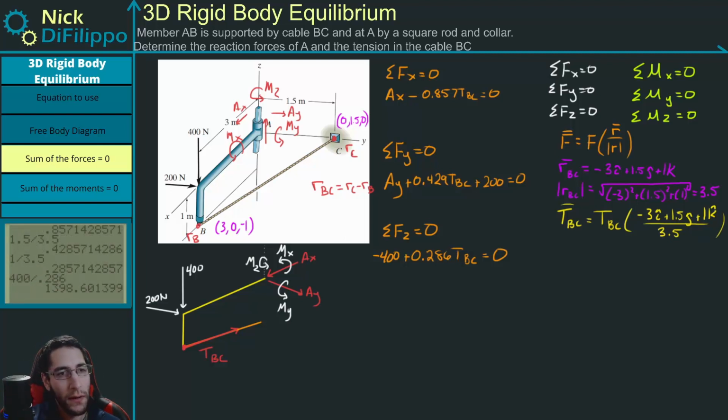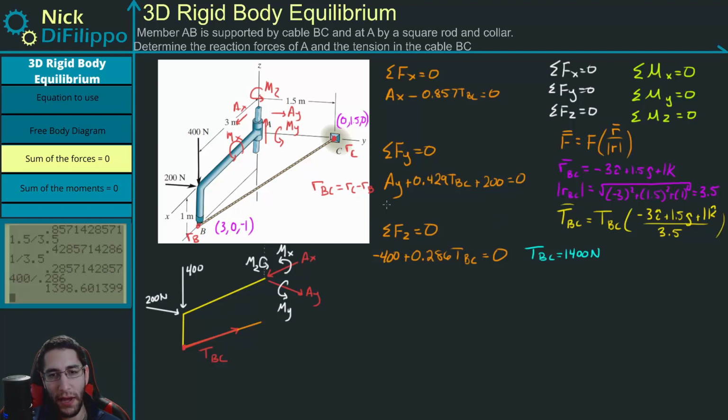So let me do this in a different color. TBC is 1400 newtons. Okay, that's good. Now I'm going to back substitute this here, and I'm going to back substitute this here, and I'm going to get what AY and AX are.